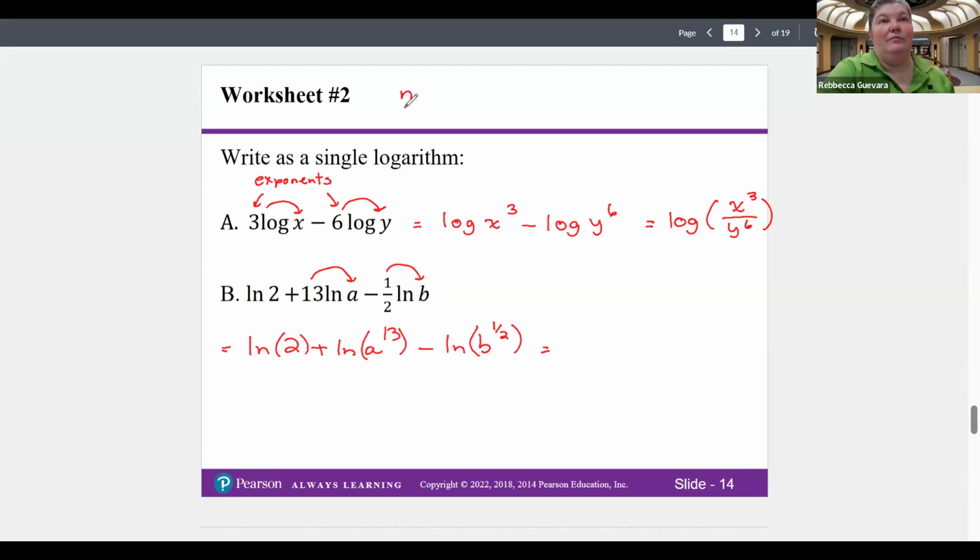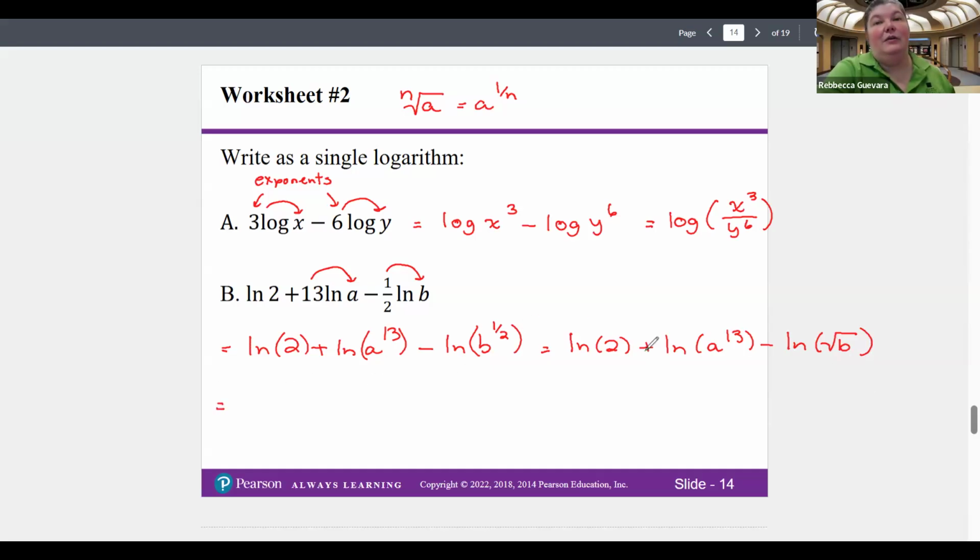So we know this property, if I have the nth root of a, then I have a to the 1 over nth power. So if we go backwards, we got a 2 here, 1/2, so we know we're going back to a square root. So this is just natural log of 2 plus natural log of a to the 13 minus natural log of the square root of b.